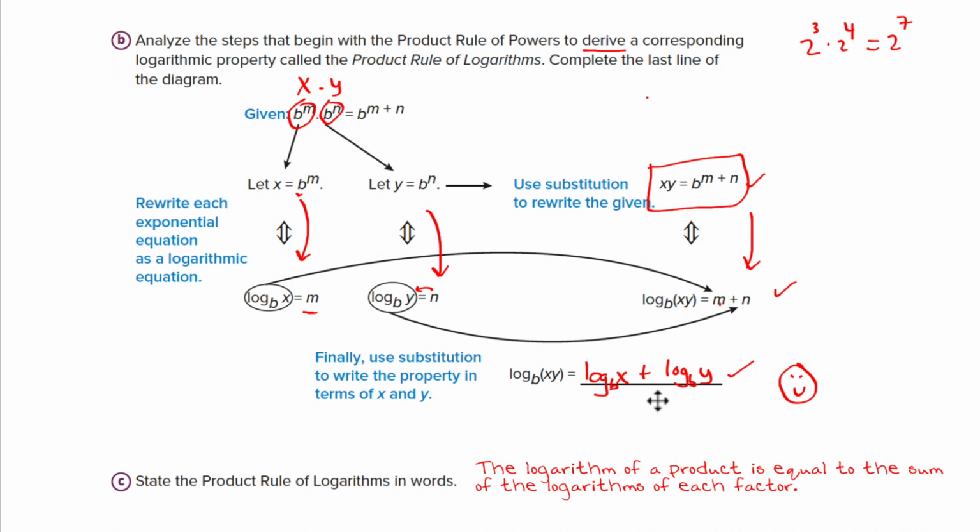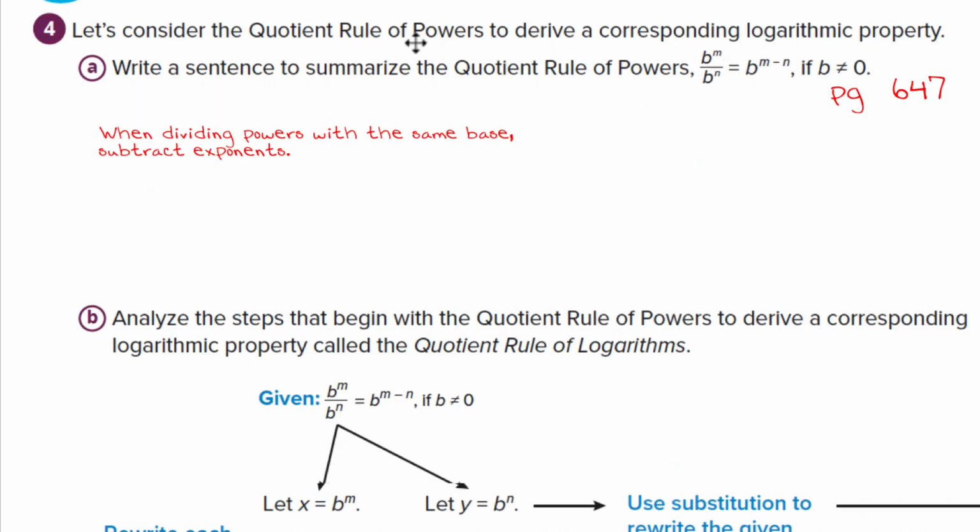Oh my goodness, let's do another one. We're now looking at the quotient rule of powers. Let's use a real example here. If we have 2 to the 12th and we're dividing it by 2 to the 5th, really, I mean, what do we do?